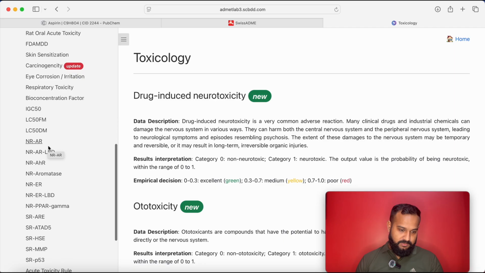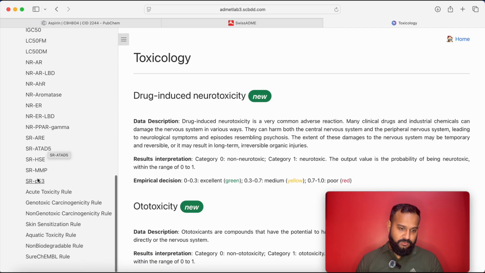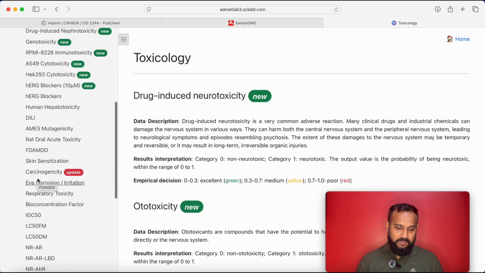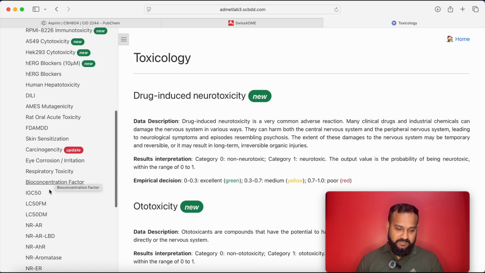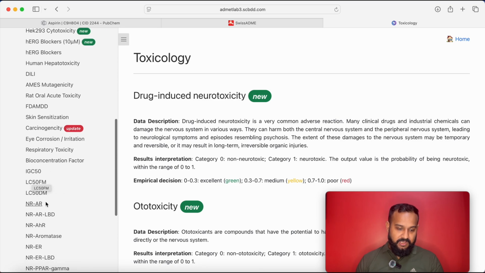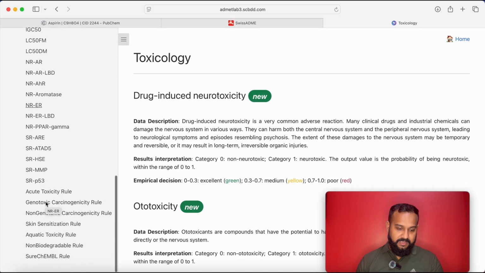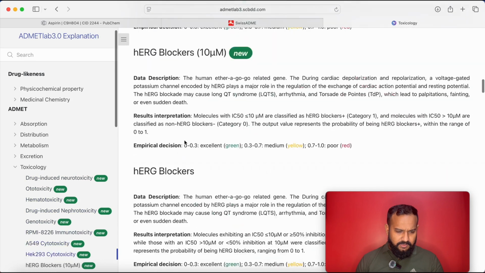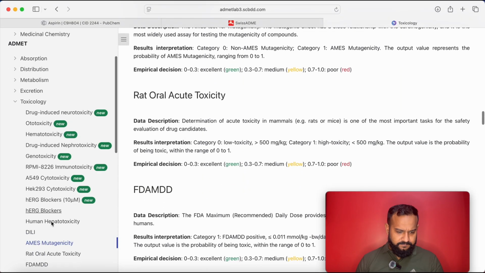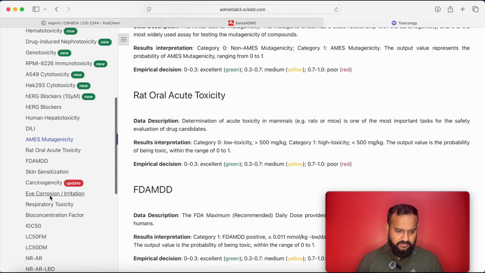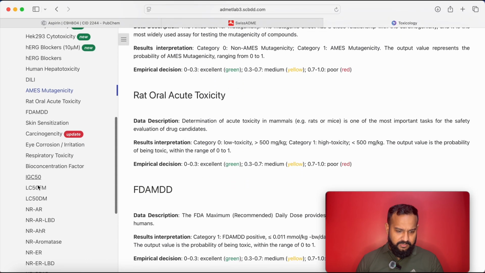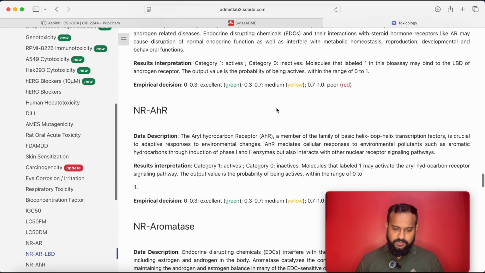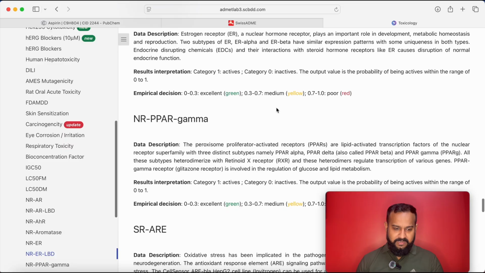So you just scroll down and you will find it. Basically, you have multiple parameters, like respiratory toxicity, this, that. Here you have the HEK cell line also. Yeah, here you have it. So here you have all of the parameters likewise.